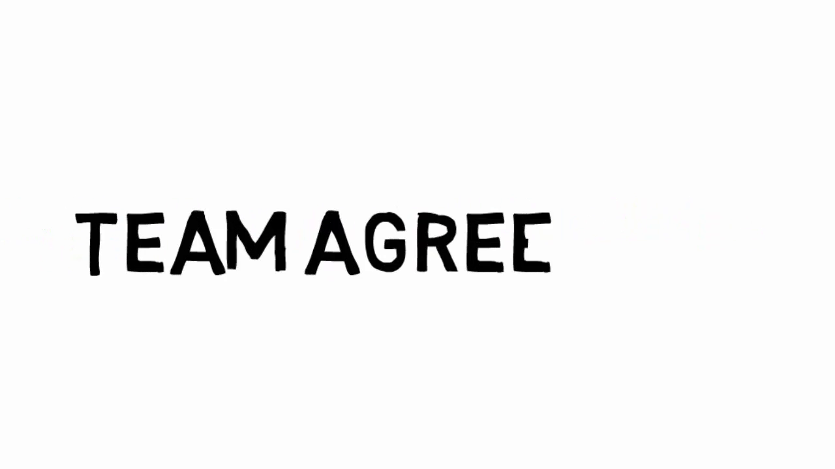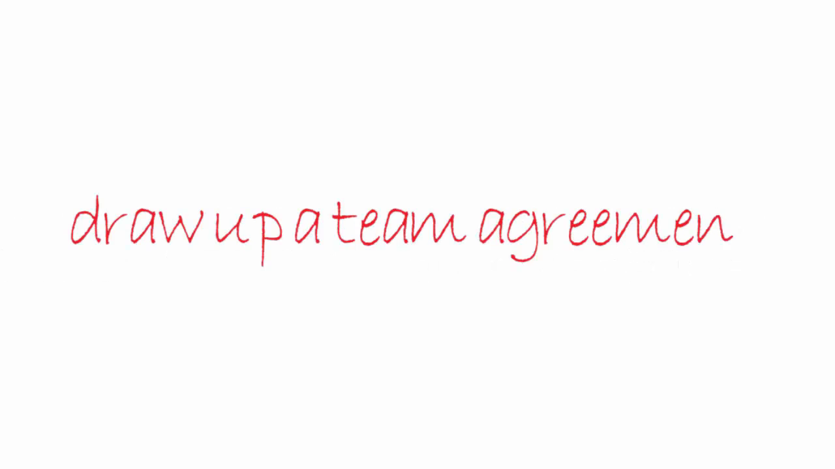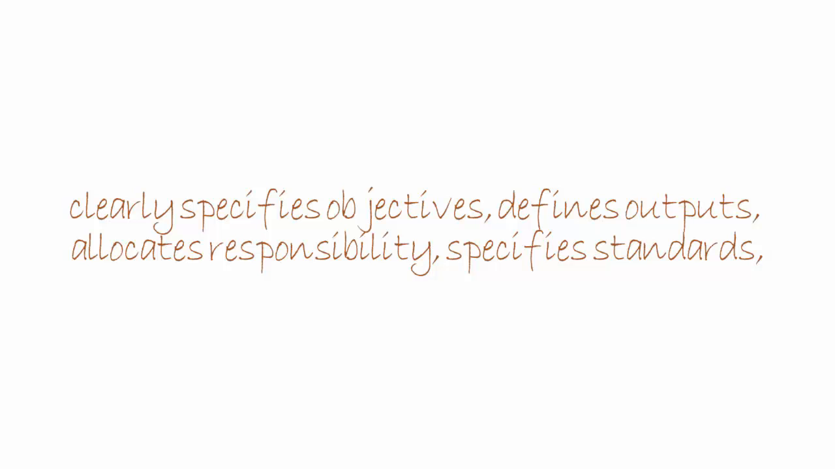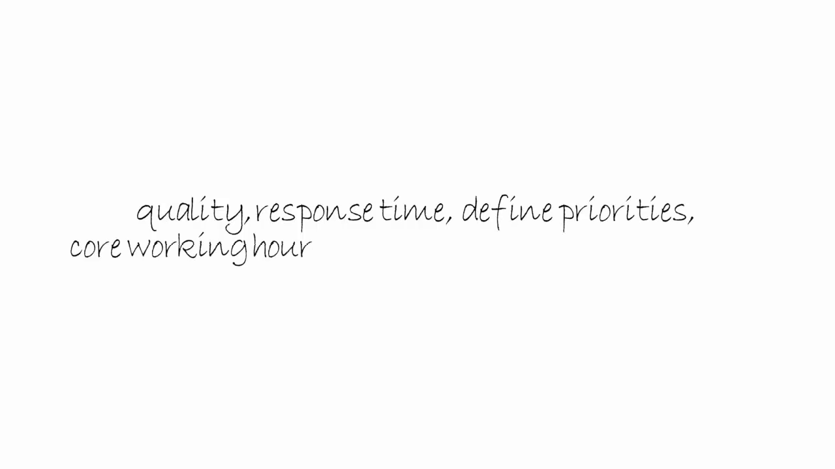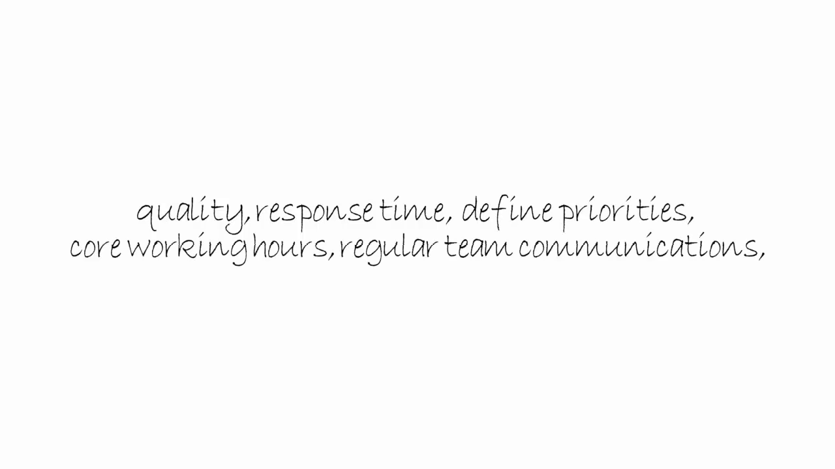Team agreement. An effective tool is to draw up a team agreement or rules of engagement, which clearly specifies objectives, defines outputs, allocates responsibility, specifies working standards, quality, response time, and defines priorities, core working hours, and regular team communications that members are expected to participate in, reporting structure, and any other relevant point which should be explicitly set down.